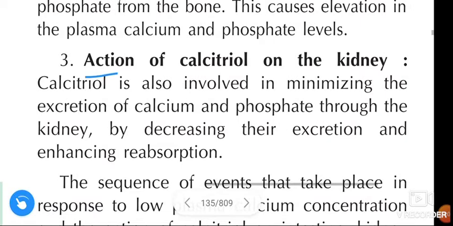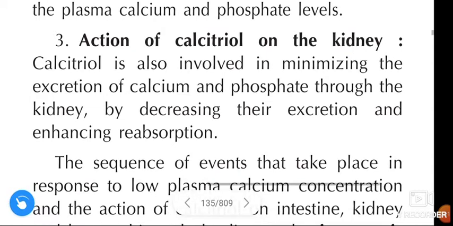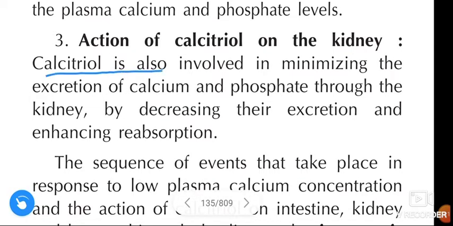Next, action of calcitriol on the kidney. The third biochemical function of vitamin D is action of calcitriol on kidney. Calcitriol is also involved in minimizing the excretion of calcium and phosphate through the kidney by decreasing their excretion and enhancing reabsorption.